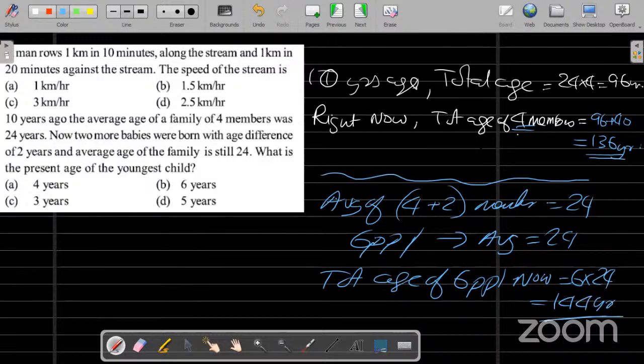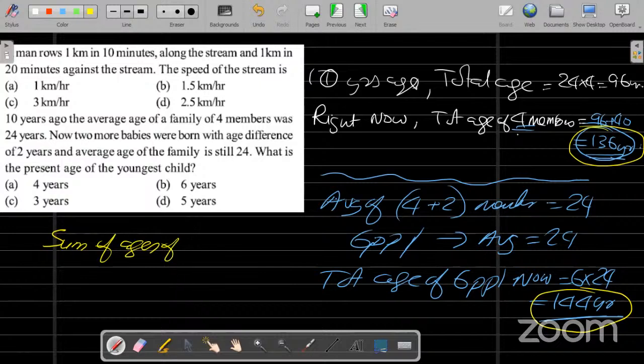And for the original 4 people, their total age at present is 136 years. And the total age of all the 6 people, including the 2 kids, is 144 years. Okay, so what is the sum of ages of the 2 kids, the 2 babies? Total age of 6, 144, minus total age of original 4, 136. That is equal to 8 years.